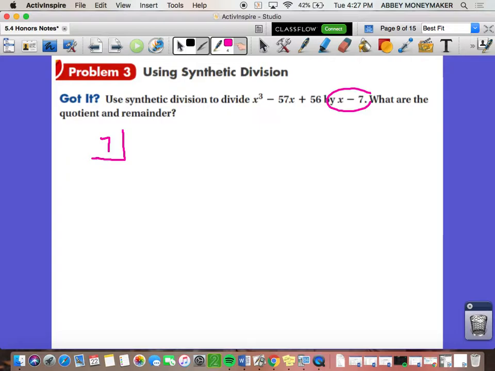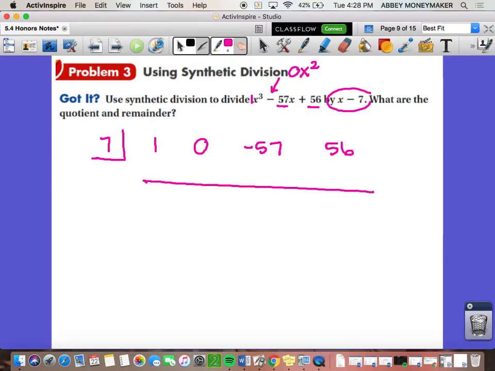So then from here, I'm going to take my coefficients of the rest of my polynomial. Now you'll notice here, there's no x squared term, and just like we did with long division, let's use that placeholder of 0 for the x squared term. So I have 1, 0, -57, and +56. And then I'm going to leave a space, and I'm going to draw a line. Now the first thing we do is bring down that first term. We always bring down the very first term.